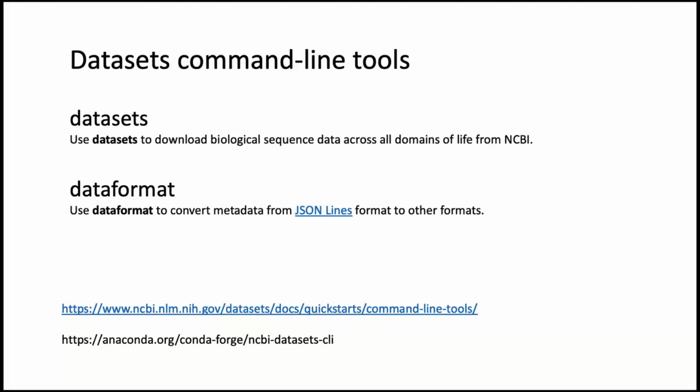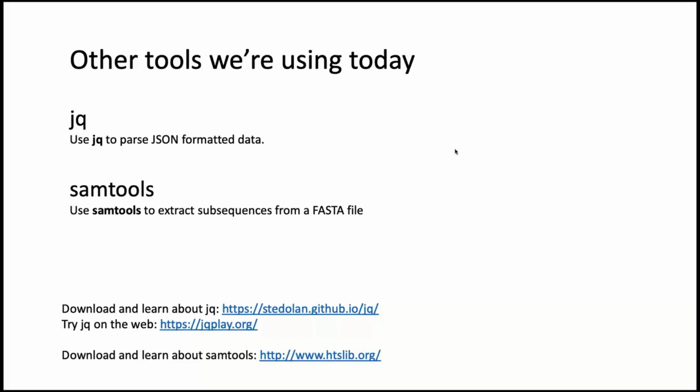We don't have time today to go over installing the tools, but you can download them from the Datasets website, and we've recently made them available through Conda. We're also going to use 2 other third-party tools, mostly JQ, and we'll also touch a little bit on SAMtools. JQ is a great tool for working with JSON formatted data. The Datasets command line tool delivers metadata in 2 flavors of JSON and JSON lines.